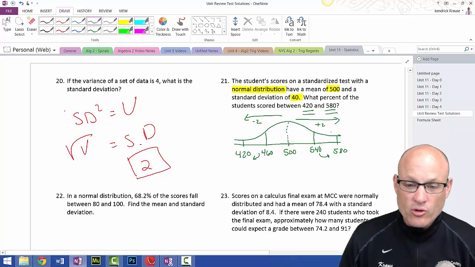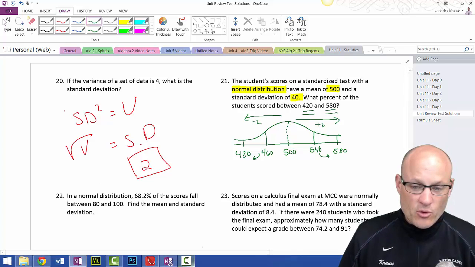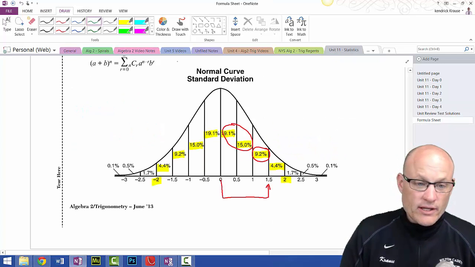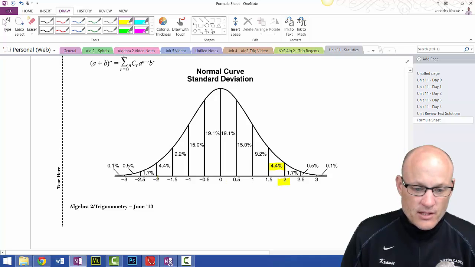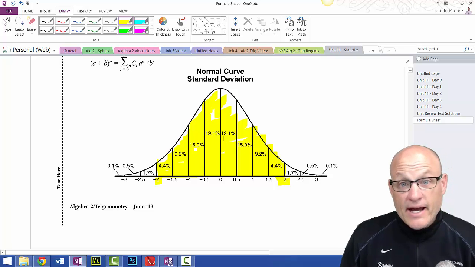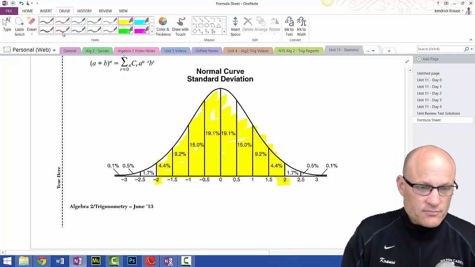And what percent of students scored between that? Well, if you remember from before, you should know what that is. But if you don't, remember, we go 2 standard deviations below and 2 standard deviations above. And so what we want is all of this. Well, I add all those numbers up, and you get 95.4%. So 95.4% if you add all those numbers up.